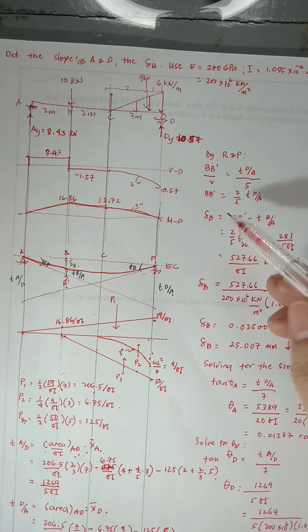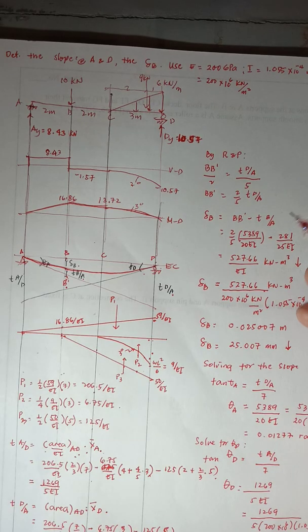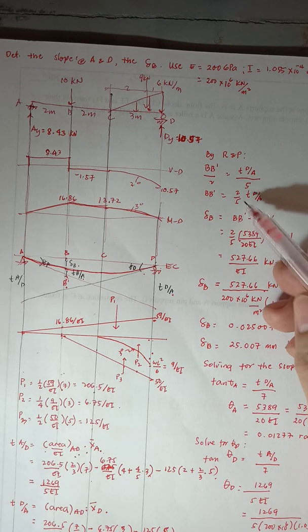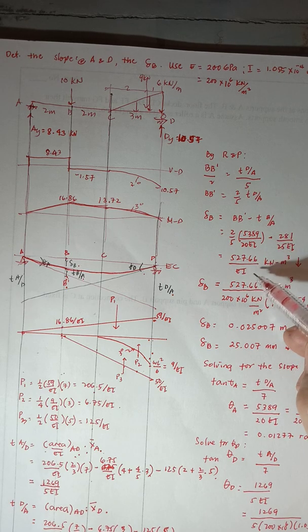So we can now solve for delta B equal to BB prime minus TB/A. Okay? So our BB prime is 2/5 TD/A, substituting also the value of TD/A here, minus TB/A, 281/25 EI. So we have 527.66 over EI kilonewton meter cube.